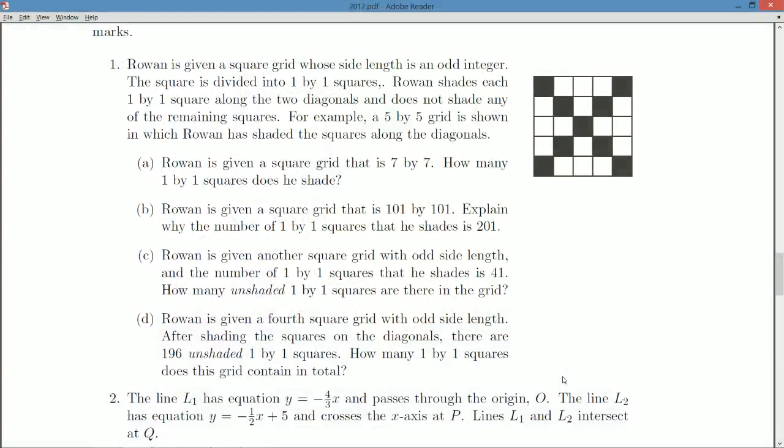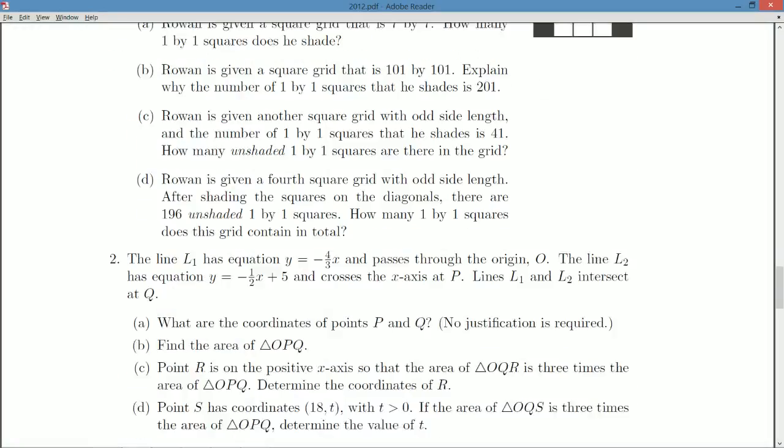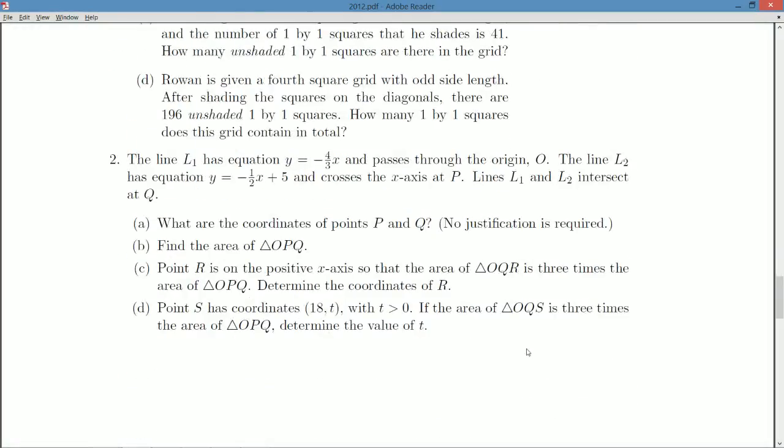We're moving on to question number 2. Feeling confident, feeling good. So I'll join you guys for question 2, which appears to be about lines and coordinates on a grid, but we'll dive into that next time.